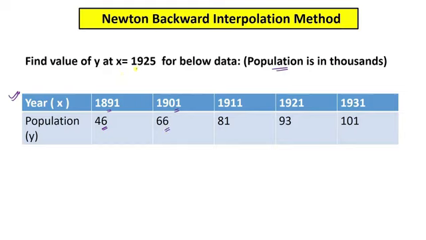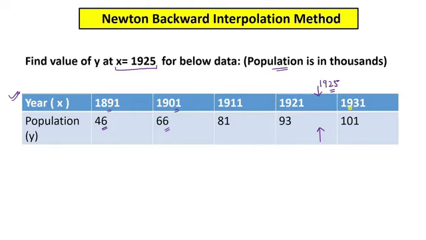Now, we are asked that if we want to find the population in the year 1925. That means 1925 will lie between 1921 and 1931. That is at the end of the table. So what will be the value of the y? That means what will be the population in the year 1925? Okay. Now, as 1925 is at the end of the table, so we will be using Newton backward interpolation method.